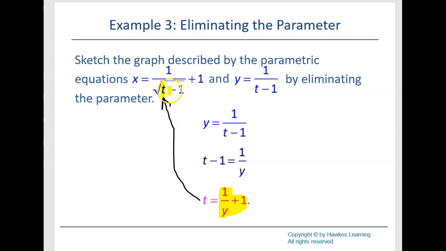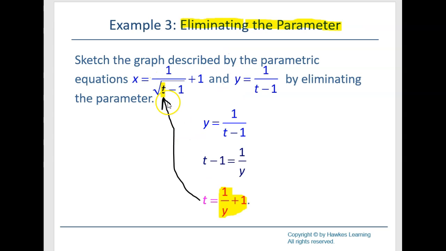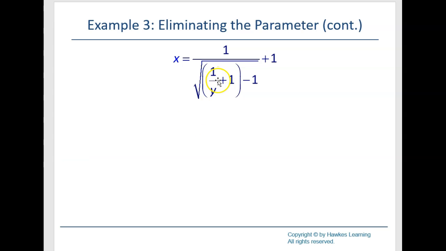Then if you look at what's going to happen, I'm going to have 1 divided by the square root of 1 over y plus 1 minus 1, meaning there's not going to be a t. And I have eliminated the parameter. t is the parameter. That's how we eliminate the parameter. So there is the 1 over y plus 1 in place of the t, again from the last slide. I'm putting that value in there where that t was.